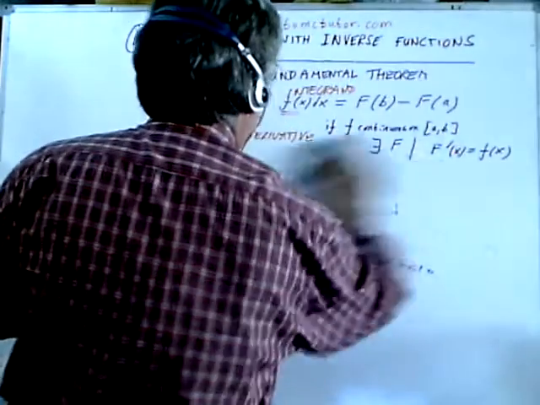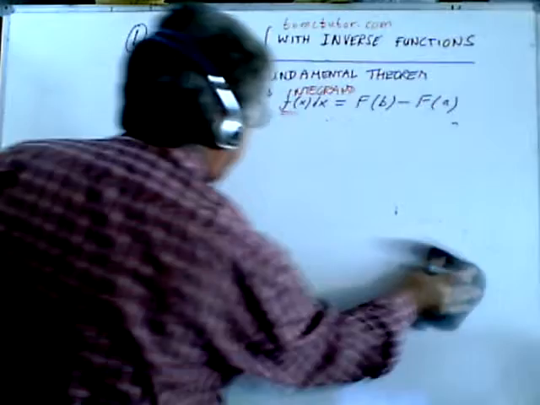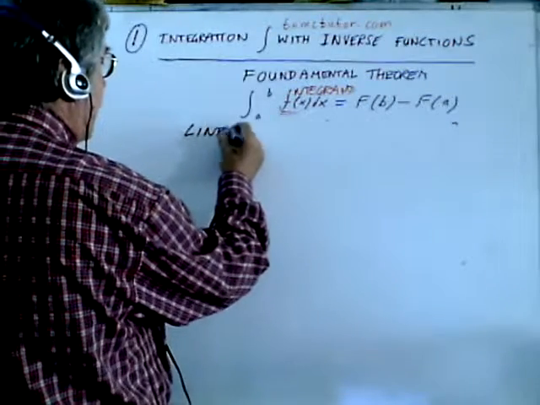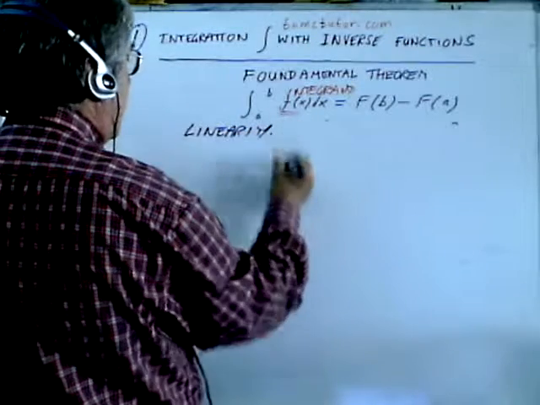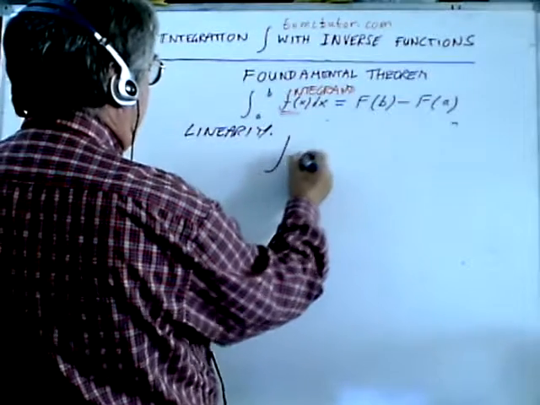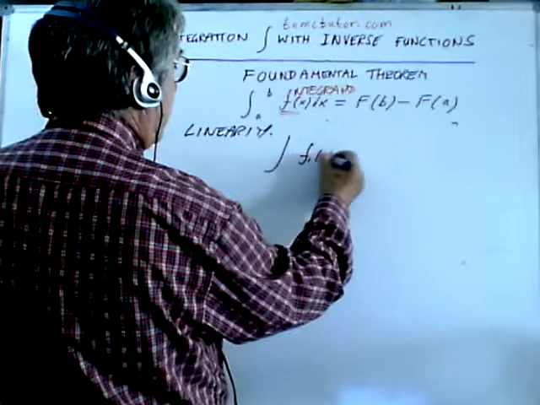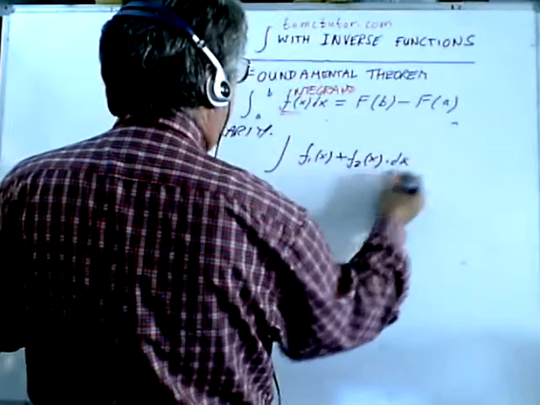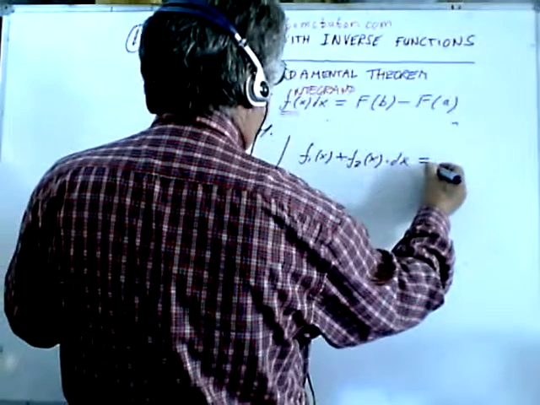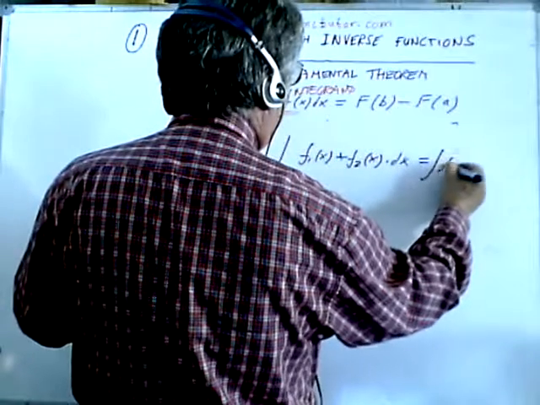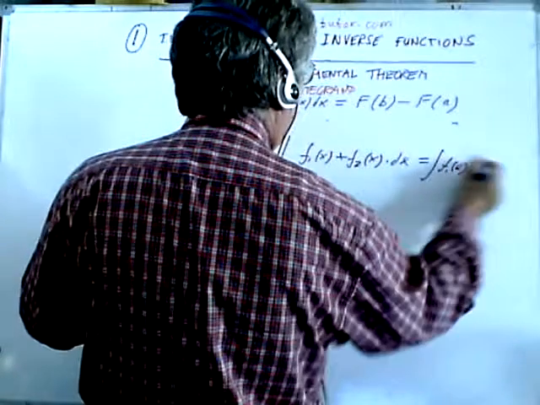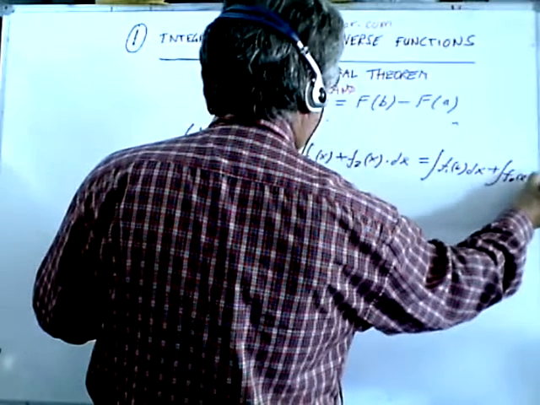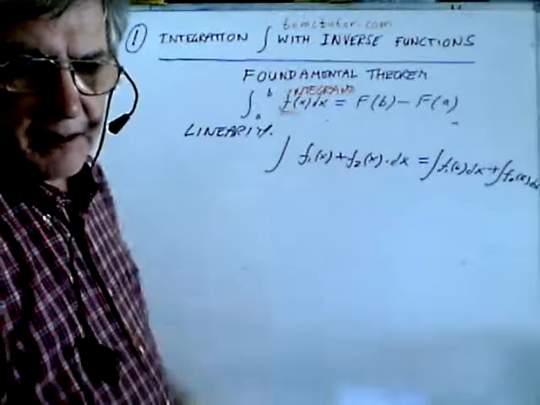So with that out of the way, there's some properties of functions, what I call the linearity. I don't actually know what the property is called. Basically, the integral of a function that's the sum of two other functions, f1 plus f2 of x dx, is actually just the sum of the individual integrals: the integral of f1 of x dx plus the integral of f2 of x dx.